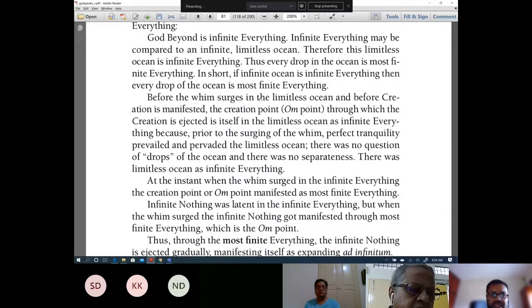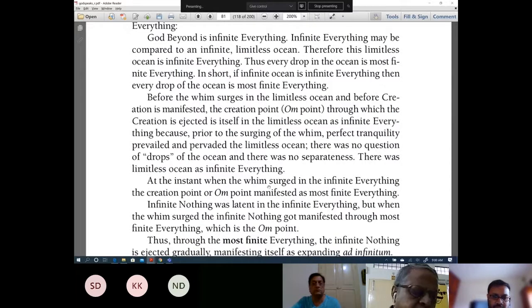Before the whim surges in the limitless ocean and before creation is manifested, the creation point, Om point, through which the creation is ejected, is itself in the limitless ocean as infinite everything. Because prior to the surging of the whim, perfect tranquility prevailed and pervaded the limitless ocean. There was no question of drops of the ocean, and there was no separateness. There was limitless ocean as infinite everything.